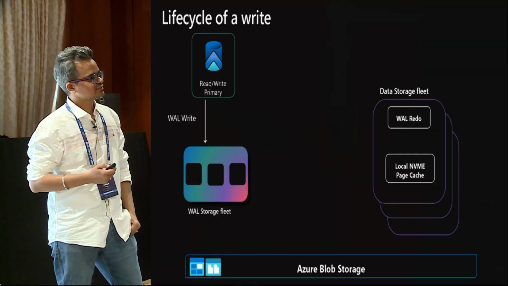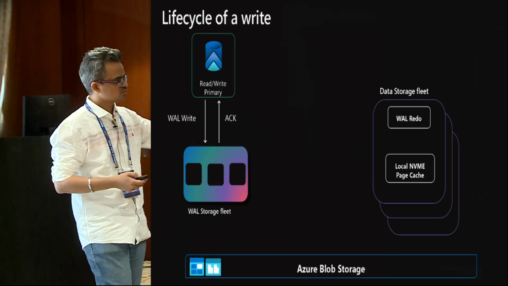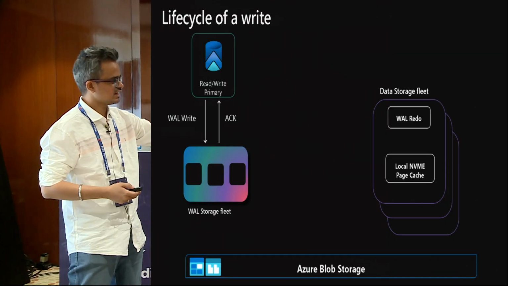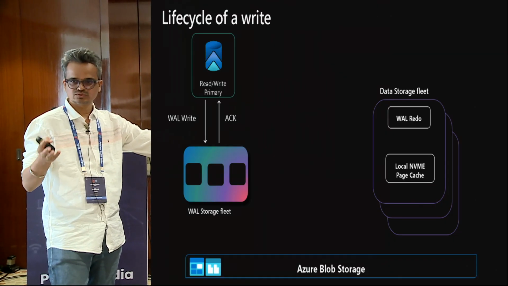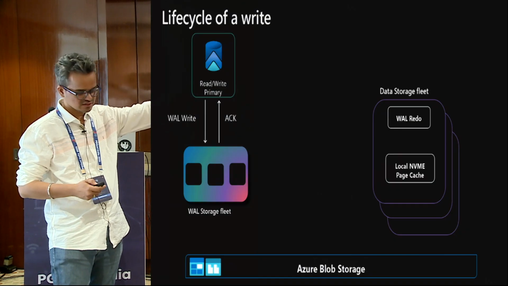So what is the life cycle of a write? Let's take an example. Your primary writes to the WAL storage fleet. WAL storage acknowledges based on the quorum, 2 zones out of 3. It has written it down, and it will acknowledge to the primary.